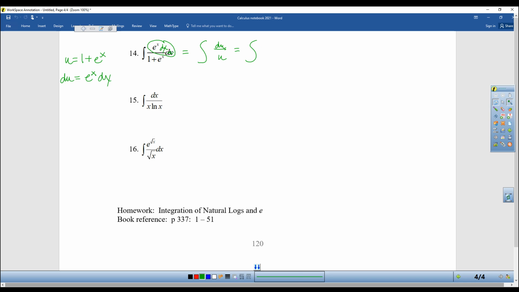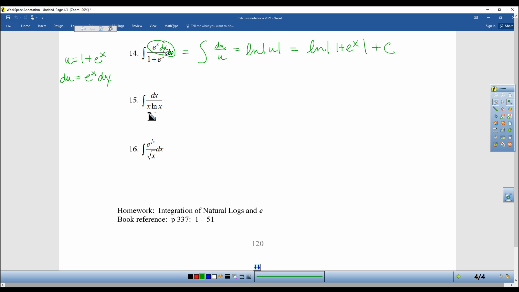So this gives me the integral. Sorry, I'm going to do the integral. So this is going to give me the natural log of the absolute value of u, which is the natural log of 1 plus e to the x plus c.